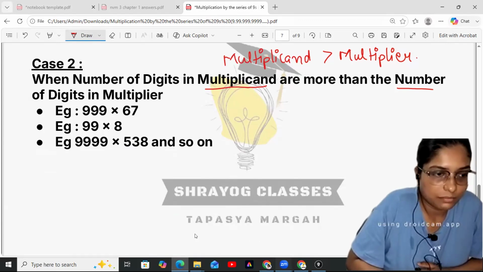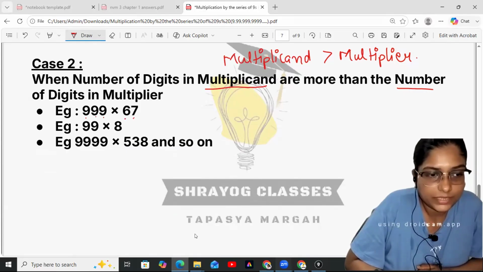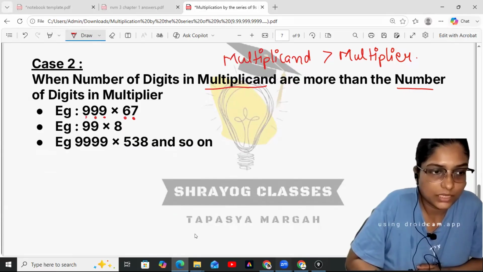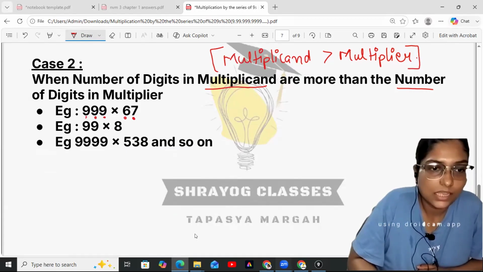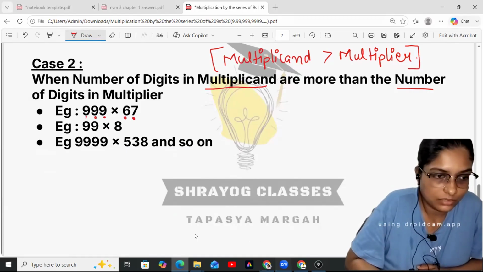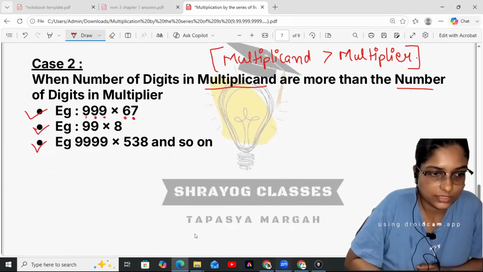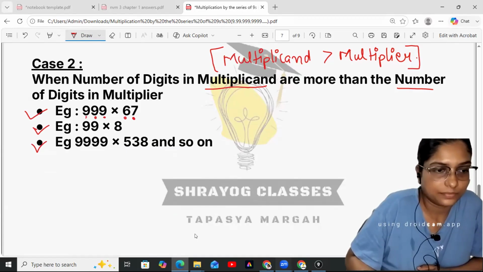Let's see an example here. 999 multiplied by 67. Here we see in the multiplicand there are 3-digit numbers, and in the multiplier there are 2-digit numbers. It means in case 2 the number of digits in the multiplicand is more than the number of digits in the multiplier. This is how the question will look in this particular case. So how do we solve this?